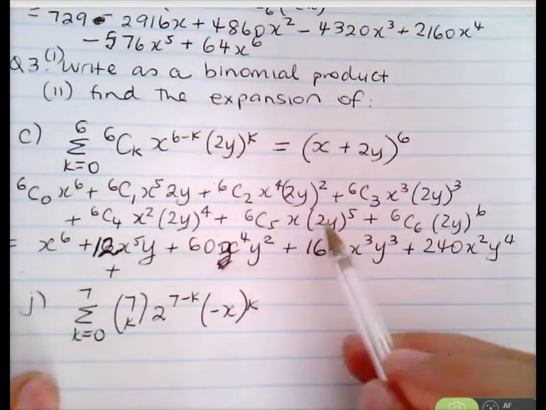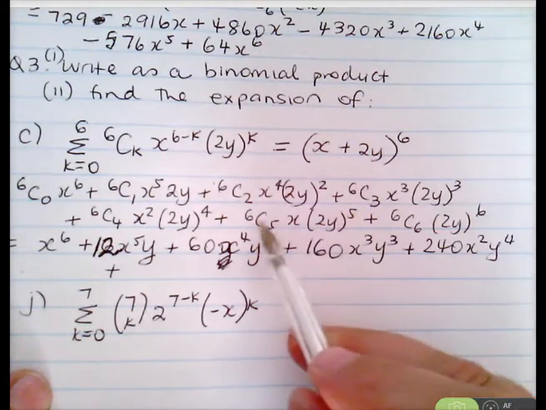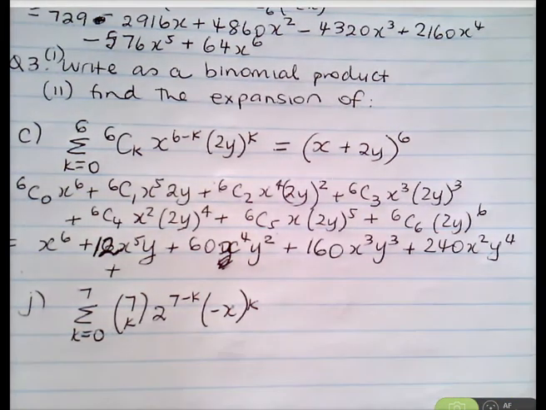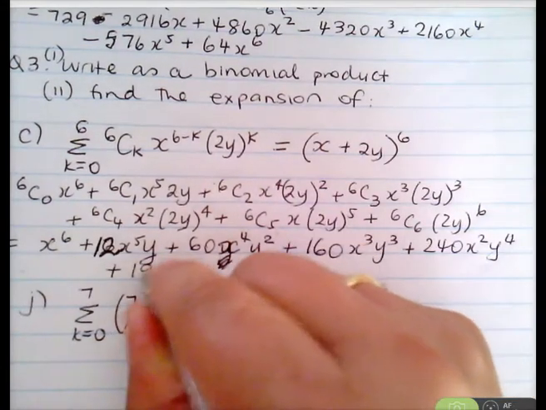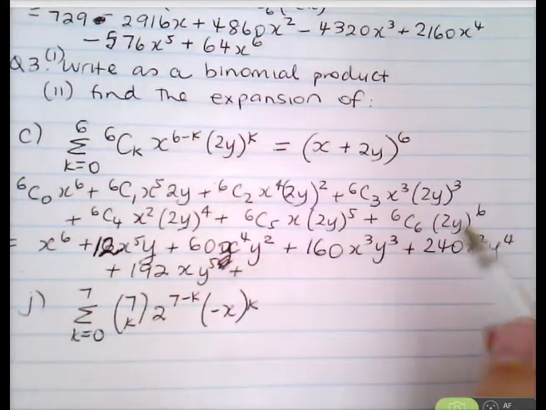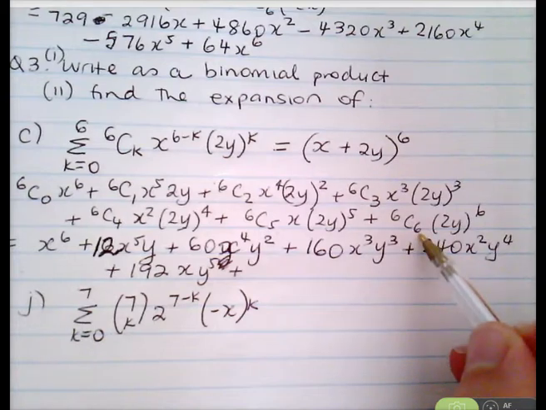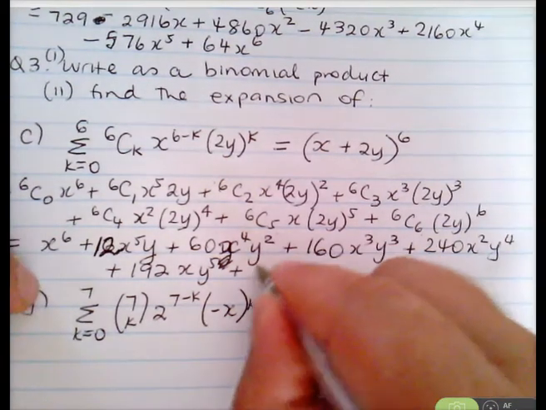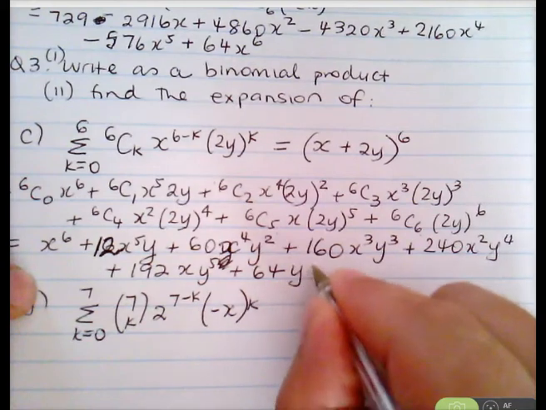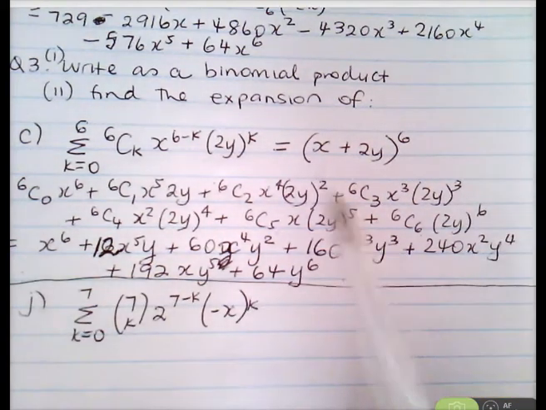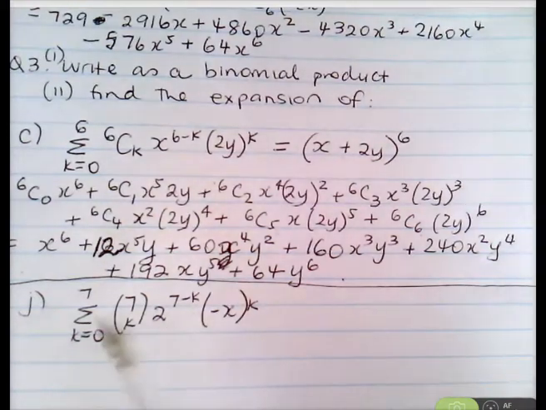Now that's just 6. 2 to the power of 5 is 32, so we've got 32 times 6, which is 192. So we've got plus 192 x times y to the power of 5, plus our last term, 6 choose 6 is just 1, times 2 to the power of 6, and that's 64 y to the power of 6. So that's the expansion of x plus 2y to the power of 6.